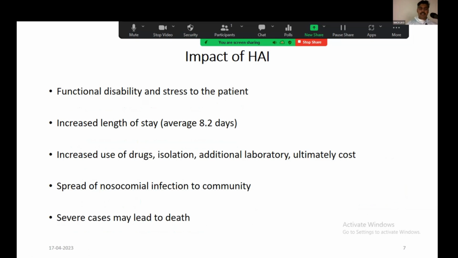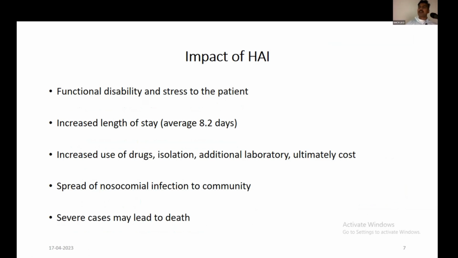It increases functional disability and stress to the patient and also to the family. It also causes increased length of stay, on average around 8 days, increased use of drugs, antimicrobial agents, isolation techniques, additional laboratory tests, and ultimately cost to the patient and family. It also causes the spread of nosocomial infection to the community, and severe cases may lead to death.